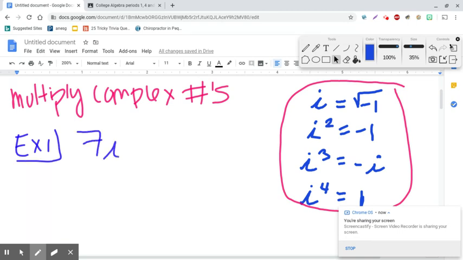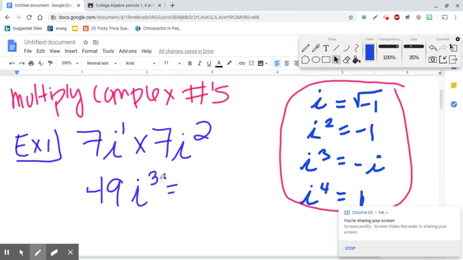So let's do 7i times 7i squared. Well, the first thing we want to do is multiply 7 times 7, which is 49. Then when you multiply variables, you have to add the exponents, right? There's an invisible 1 here. So 1 plus 2 is 3, so it would be i to the third.